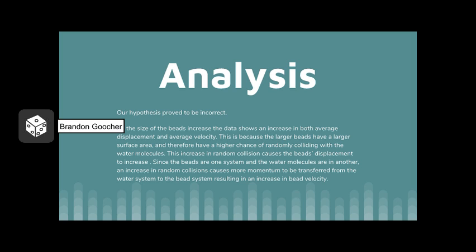In this experiment, we found that our hypothesis proved to be completely incorrect. We hypothesized that change in velocity and change in displacement would go down as the bead size increased. This is completely opposite from what we collected in our data, which shows that as the bead increased in size, it also increased in velocity and change in displacement. This is because as the bead increases in size, it also increases in surface area and thus has more contact with the water molecules, which change its momentum by colliding with it and transferring their momentum into the system that is the bead.